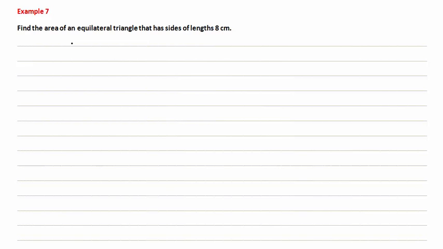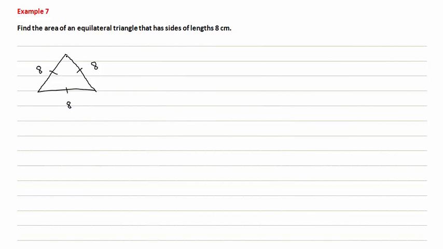In this question, we want to find the area of an equilateral triangle that has sides of each length 8 centimeters. So we could probably start with the picture. Equilateral triangle. Okay, equilateral triangle, all the sides are the same length. In this case, they're 8 each. So we've got 8, 8, and 8 down here.